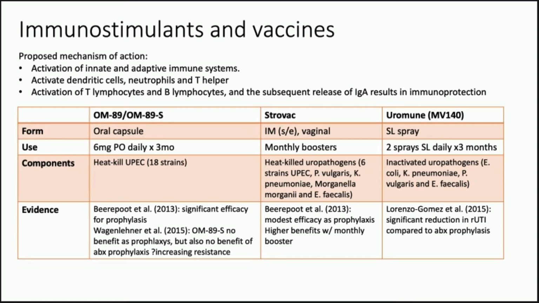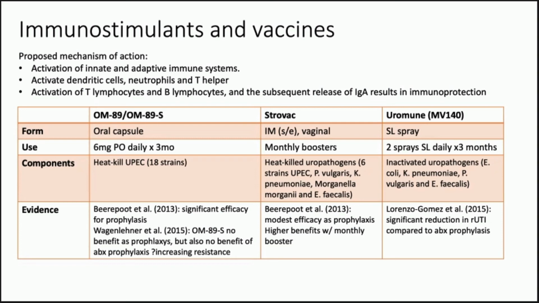However, a subsequent large trial of 451 patients with recurrent UTIs did not demonstrate benefit in the use of OM89S as prophylaxis, but also didn't show the efficacy of nitrofurantoin for prophylaxis. So it's unclear if this is indeed related to the agent or just the growing resistance patterns in these UPEC strains. So the next agent we'll talk about is Strovac, which is available as an intramuscular injection or a vaginal preparation. With the intramuscular, some side effects have been noted.